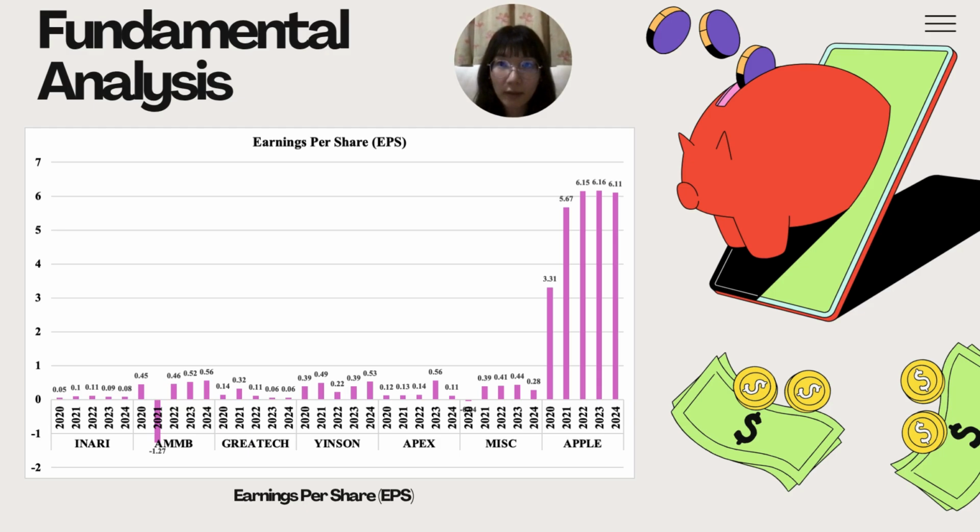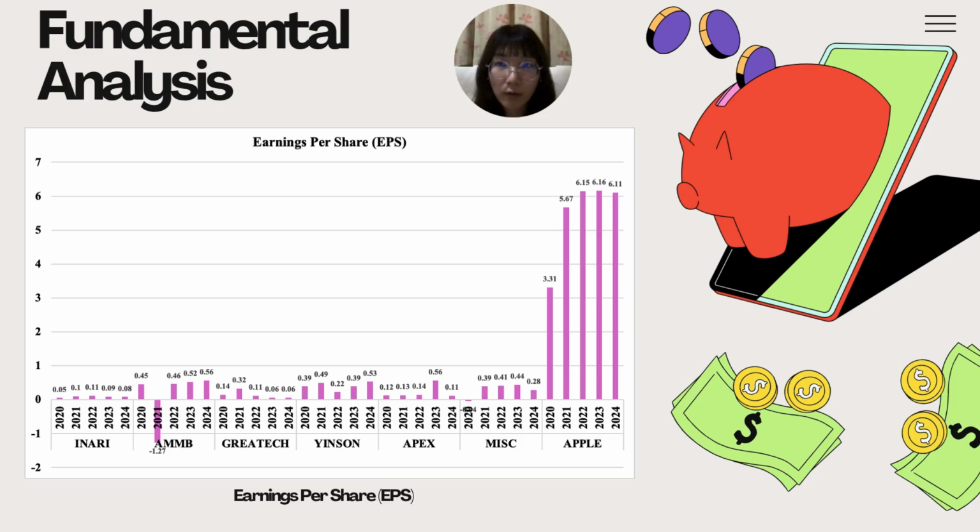Now let's take a look at earnings per share, which indicates how much profit a company can earn for each outstanding share of its stock. Apple clearly stands out with the highest and most consistent EPS, rising from $3.31 in 2020 to over $6 in the last 3 years, showing an excellent profitability.